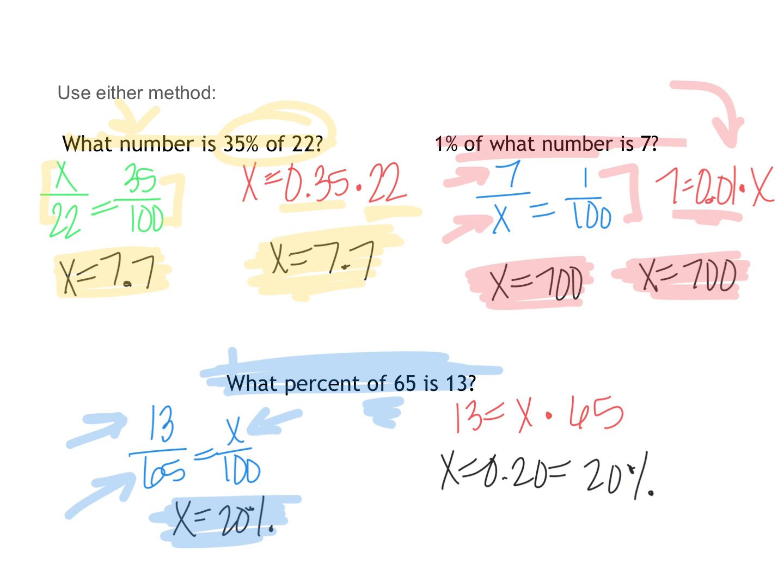And then if I'm going to set it up as the percent equation, is 13, which means that 13 is going to equal the percent, whatever it is, times 65, because we're taking the percent of 65, and then I solve it. Divide both sides by 65, 13 divided by 65, I get 20 hundredths, or 0.20. But remember, we have to change it to a percent, so that's going to be 20%.